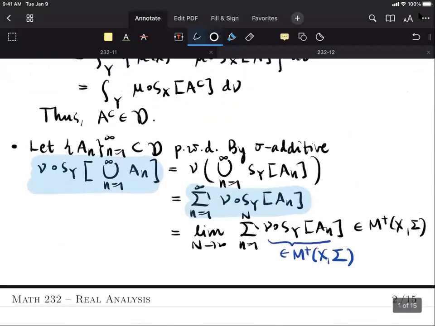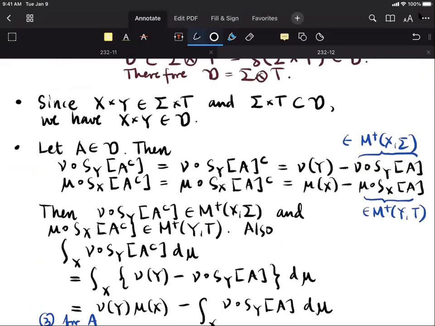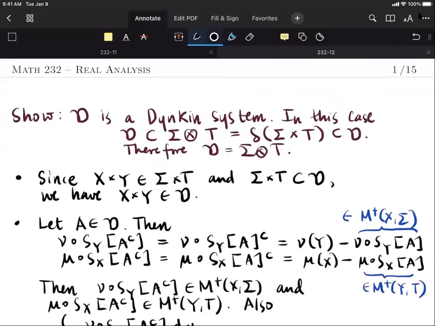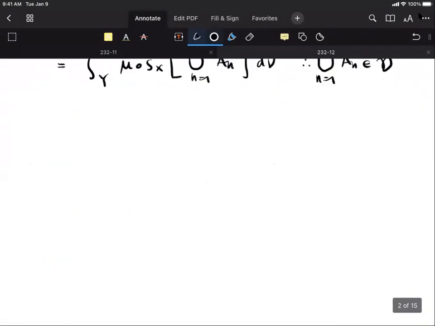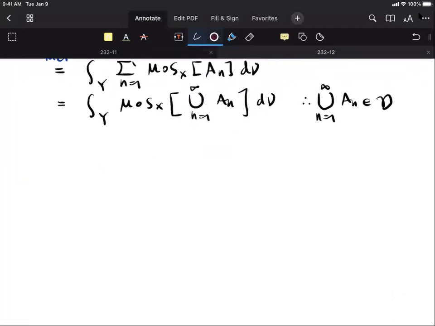So therefore, D is closed under pairwise disjoint union. It is closed under complementation. The whole product set x cross y is also in D. Hence, this is a Dynkin system. And this implies that the three conditions in the statement of the theorem are valid for the finite case. So let us now move to the sigma finite case.